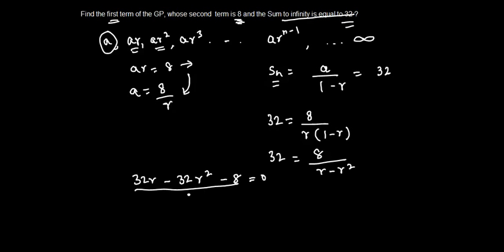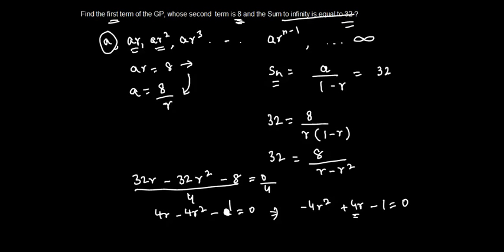If we divide both the sides by 4, we will get 4R minus 4R square minus 2 is equal to 0. Sorry, minus 1 is equal to 0. Right? Or just simply 4R square plus 4R minus 1 is equal to 0. Right?